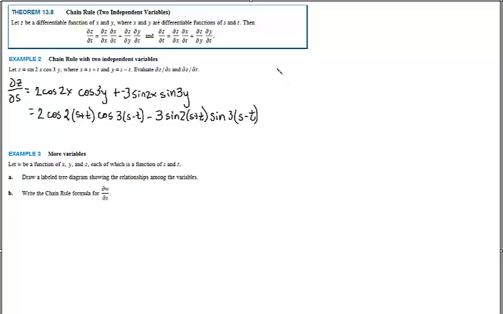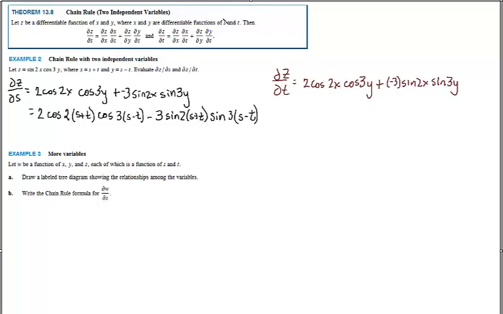Alright, let's do the other one. I need the partial of z with respect to t, and that is going to be the partial of z with respect to x. I think I already did that one. That is 2 cosine 2x cosine 3y. Now I need the partial of x with respect to t. Oh, that's a 1. Okay, so that stays. Plus the partial of z with respect to y. That's the same as what I had before because I'm doing the same thing again. So that's negative 3 sine 2x sine 3y.